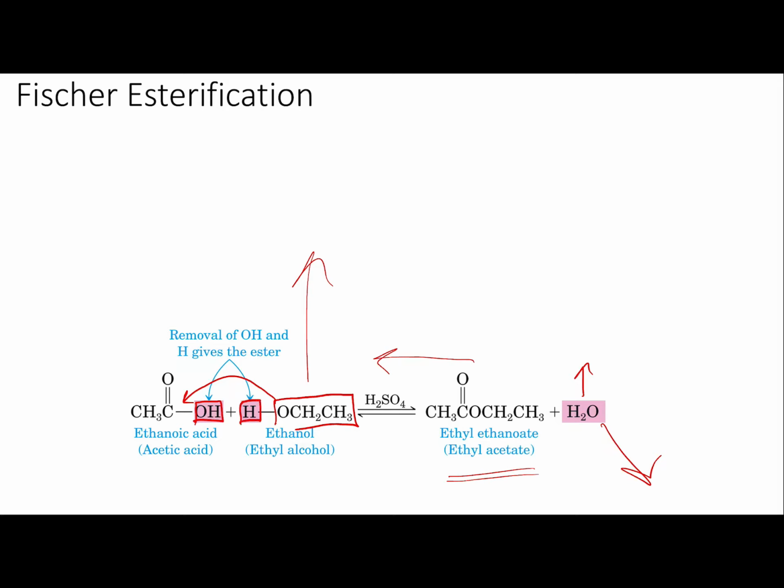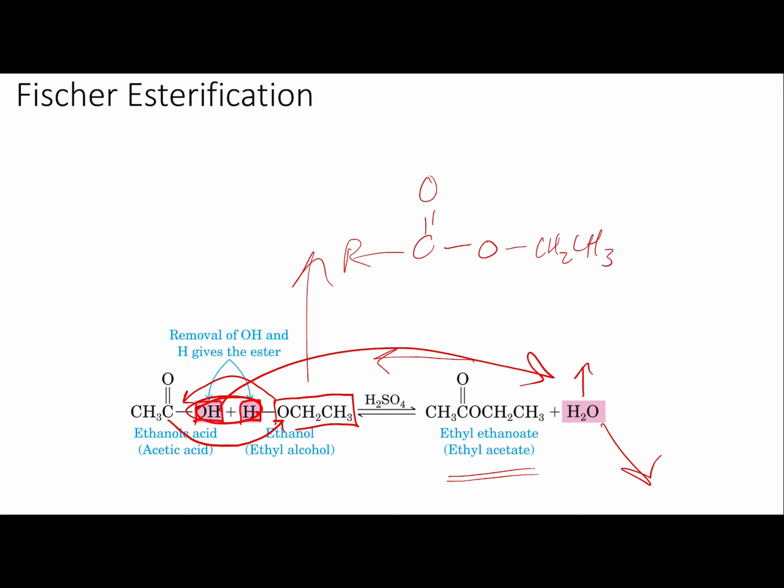So what you're seeing here is that the OH group from the carboxylic acid and the H from the alcohol will join up to make your water, and then we get a connection between that C double bond O and everything that was attached to it, to the O and everything that was attached to it from the alcohol. So this is the alcohol part, this is the carboxylic acid part. So it's useful to remember that the O that's still on here does not still belong to that carbon.